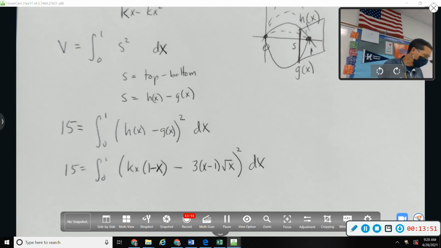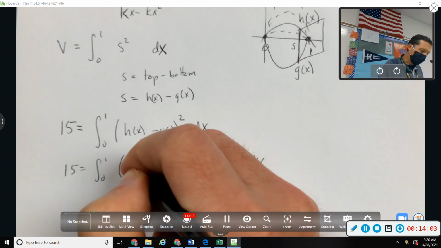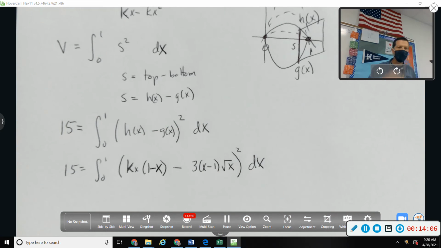And fortunately it tells me, write, do not solve an equation involving an integral expression that could be used to find the value of k. So yeah, that would be terrible to try to do all that, but it didn't ask me to do it. It just said set it up.